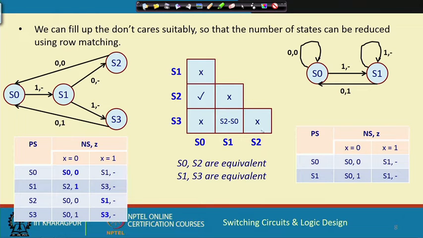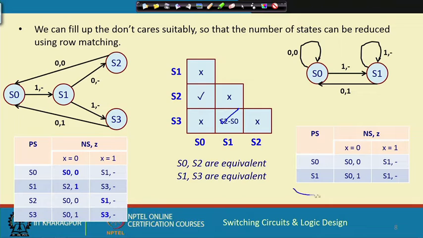Now, after we have obtained this, let us look at S 2 S 0. S 2 and S 0 are also equivalent, so this one also you will change to a tick. Finally, S 0 and S 2 will be equivalent, and S 1 and S 3 also will be equivalent. So S 0 and S 2 you can merge together into a single state, and S 1 and S 3 you can merge together into a single state.